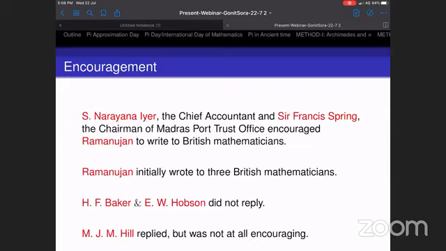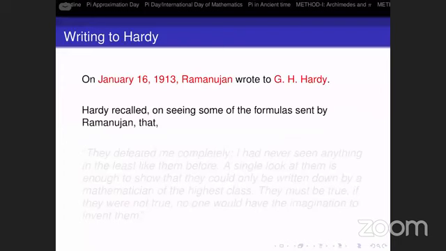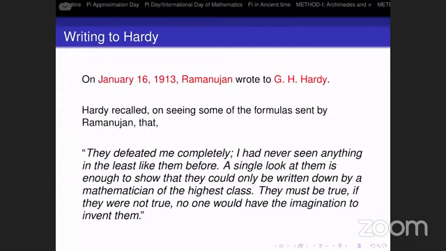And on January 16, 1913, Ramanujan wrote to G.H. Hardy. And Hardy recalled later, on seeing some of his formulas sent by Ramanujan, that they defeated me completely. So Hardy wrote like that later on. I had never seen anything in the least like them before.